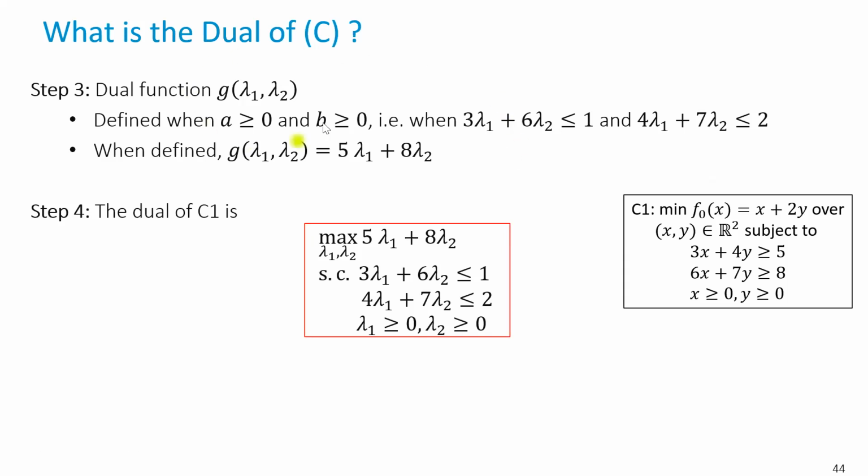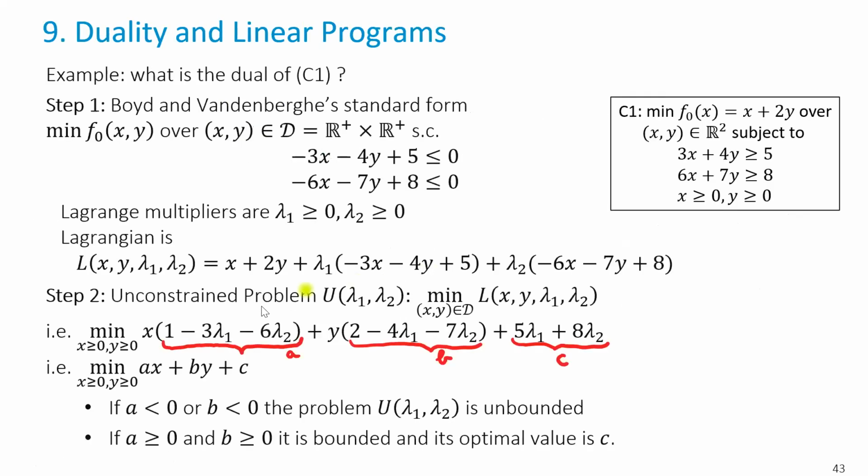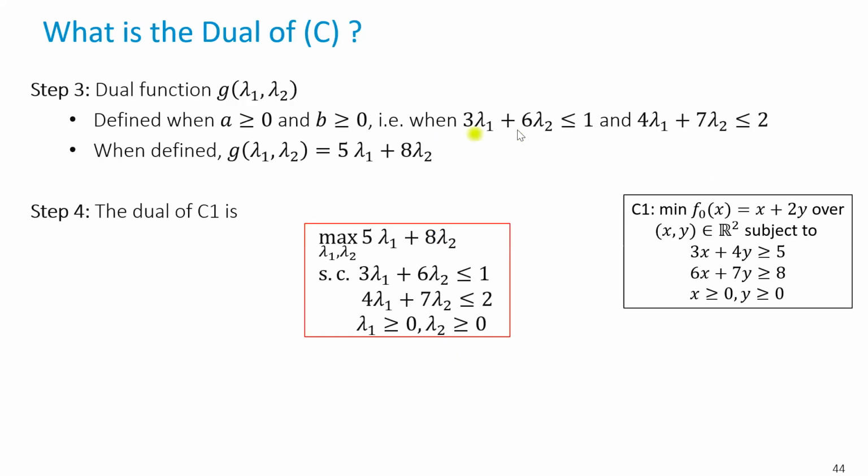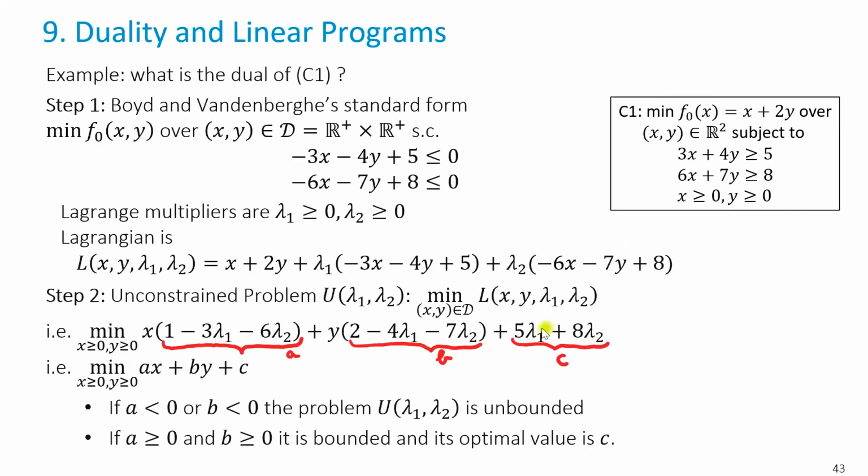Therefore, the next step is to find the dual function. The dual function is defined when the problem is bounded, when the minimum is well posed, which corresponds to saying a and b are positive. Remember what a and b are, so those values. So that gives us constraints on lambda 1 and lambda 2, which are given here. And then the dual function, which is the minimum, is equal to c, because the optimization function is c then. And when it is defined, we find that the value is exactly equal to c, which is 5 lambda 1 plus 8 lambda 2.